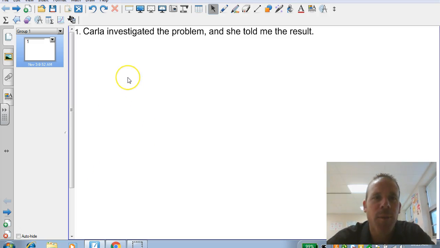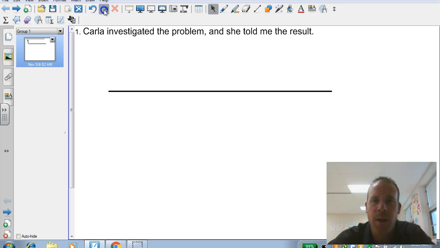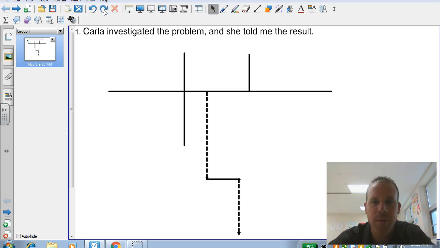And so number 1, Carla investigated the problem and she told me the result. So we have our 2 independent clauses. Carla investigated the problem and then she told me the result. So what we need to do is set up our diagram for a compound sentence. And I'm going to go ahead and put these how they should look.